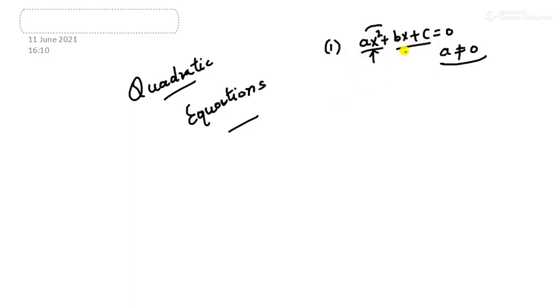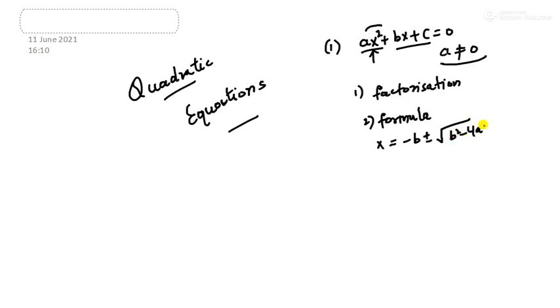Now to find the roots, we have many methods. One is factorization, and the other is the formula method. By the formula method, the roots are x equals minus b plus or minus root of b square minus 4ac, divided by 2a, where a, b, c are the given terms here. This is the formula method.